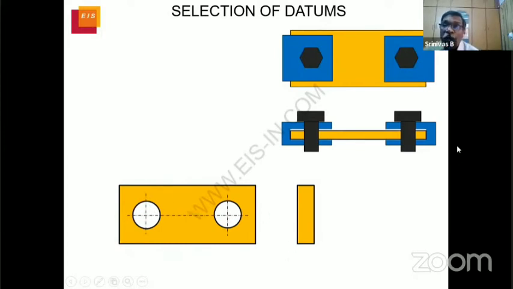Now coming to this hole. For this hole, the primary datum remains the same. Secondary datum remains the same, this width B. However, the tertiary datum is not this, sir. It is this. Are you understanding? So the location dimension of this hole should come from this edge, not from this edge. Are you understanding, gentlemen? Any questions you have?